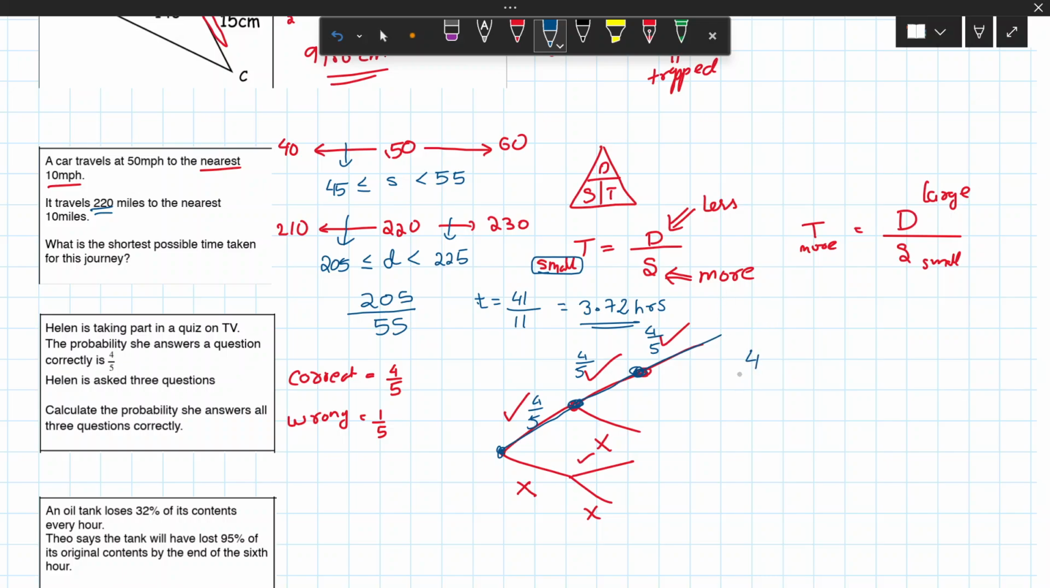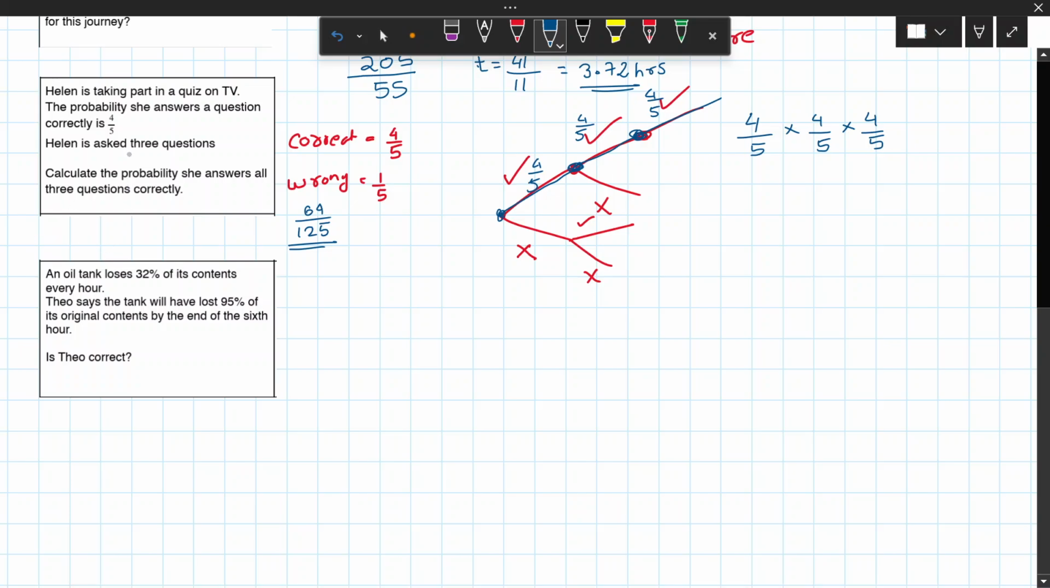So as you move along the probability tree, you pick up those numbers that you collect and then you multiply them together. So that would be 4/5 times 4/5 times 4/5, and that would be 64/125. So getting 3 out of 3 questions right is 64/125.